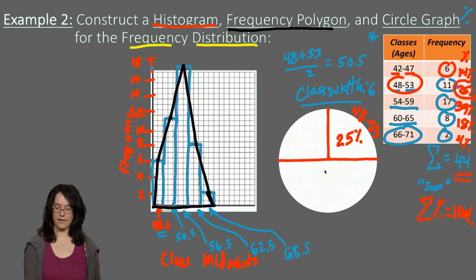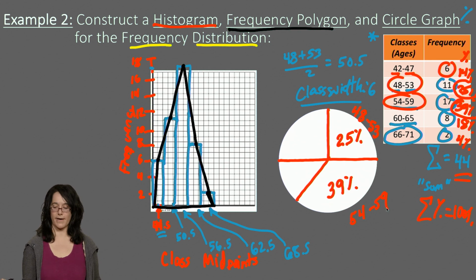Okay, what's another one that we could do hopefully pretty easily from there? Well, I know that if I had 50%, that would be this entire pie at the bottom, right? Part of the pie. But let's see, the biggest portion I have is 39%, so that's close to 40. So if I'm just estimating, this would be 25, the whole thing would be 50. So I'm going to say maybe up to here, okay? That could be representing the 39%. And that was the class of 54 to 59-year-olds, okay?